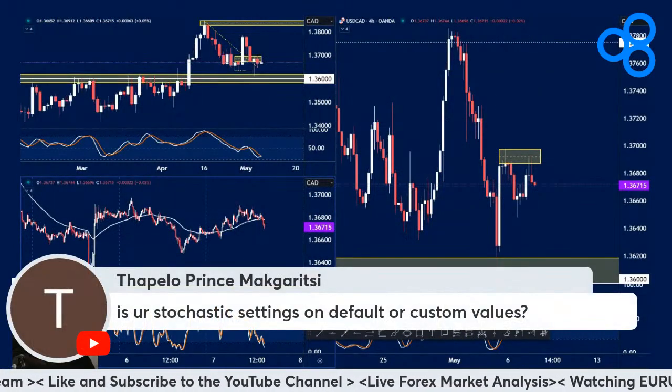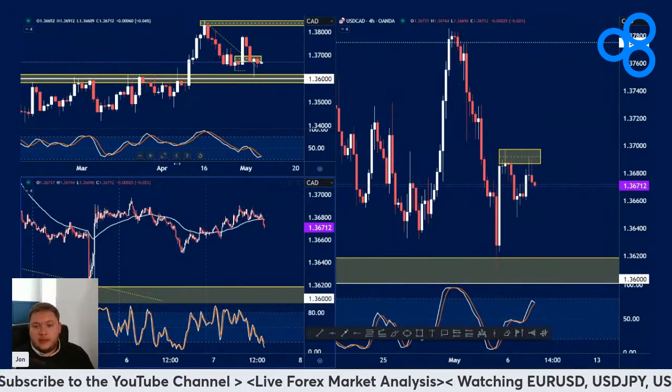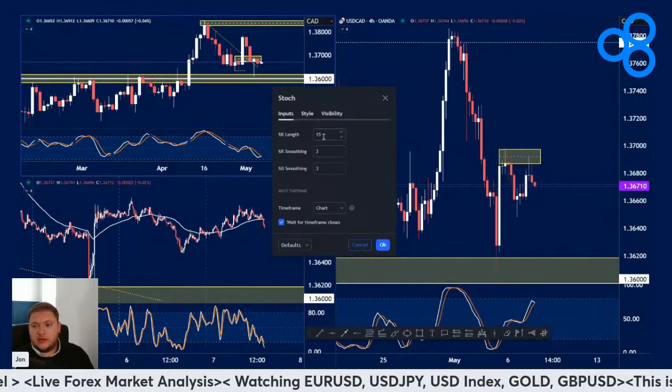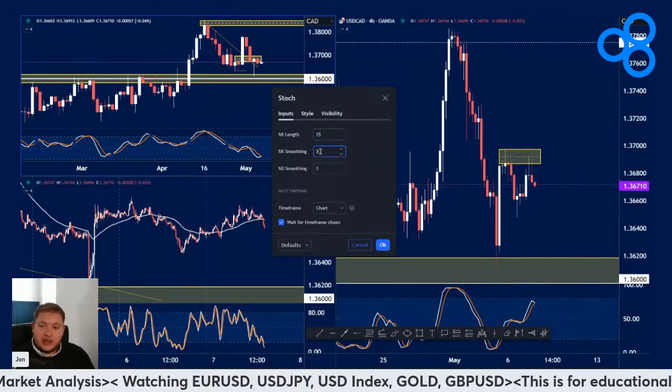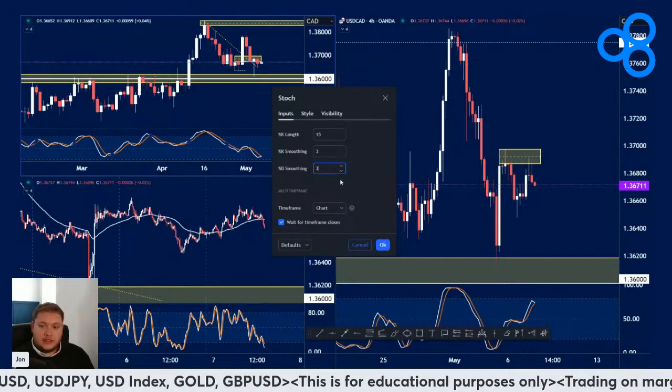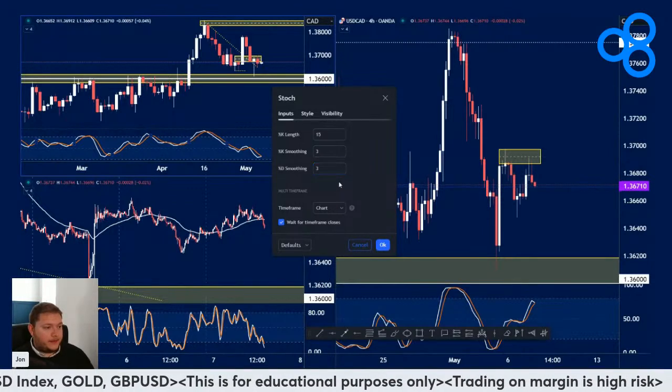Fapello, is your stochastic settings on default or custom? Mine's on 15, 3, 3. So if we go to the inputs, percentage K is 15, percentage K smoothing is 3, and percentage D is 3. Okay.